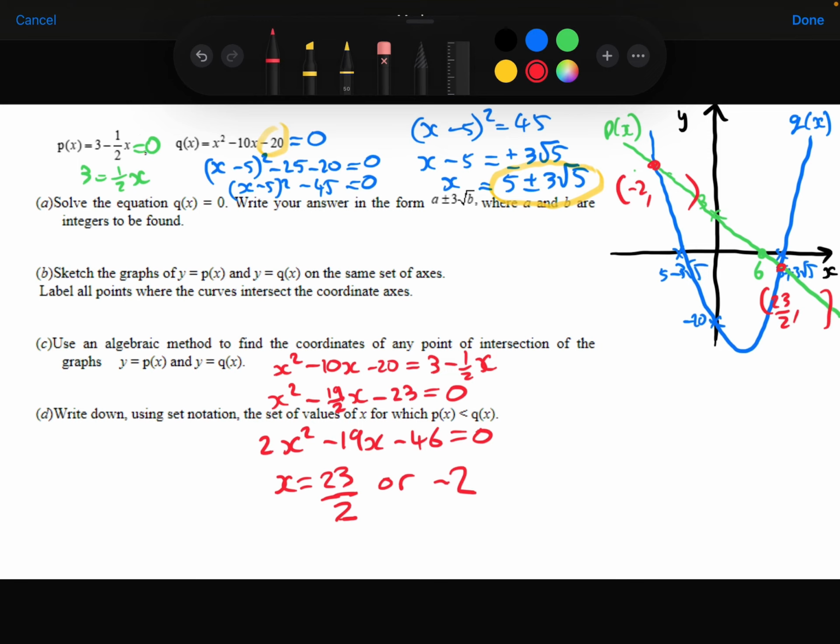We need to take those and substitute them back into either of the equations to work out the y coordinate. I think it's easier to substitute them into the linear equation here. So first the minus 2, if I substituted minus 2 into that, I'd get 3 minus 1 half times minus 2. So that's 3 plus 1 is 4, so the y coordinate there is 4.